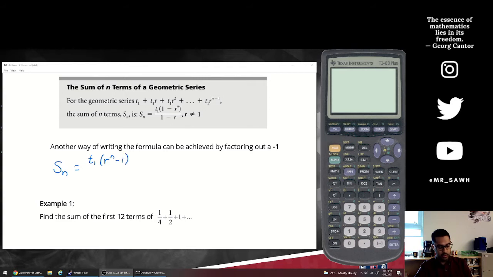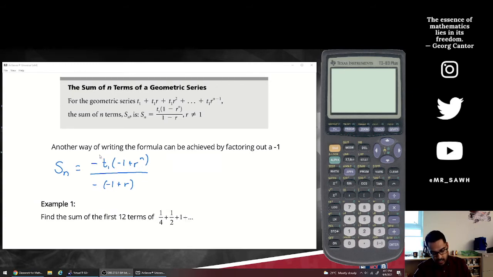I'll switch these two terms around on the inside. Right? If I reverse them, maybe I'll write the extra step here. Sorry, let me erase this. If I factor out a negative sign, that means this becomes a negative 1 plus r to the power n over that negative sign, again, negative 1 plus r. Essentially, these get reversed. This is essentially what's happening.